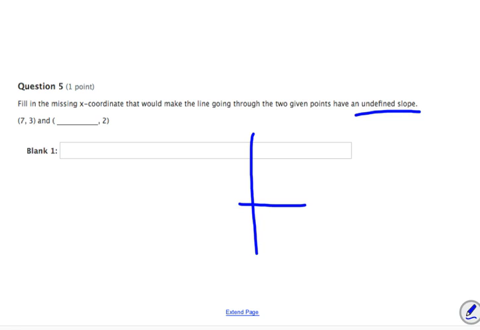One of my points is at 7, 3. 1, 2, 3, 4, 5, 6, 7, 1, 2, 3. I want to know where I could put this other point so that it makes a vertical line. All that would be at 7, 2. So if I connect them, I get a vertical line. So the correct answer to this one is 7.